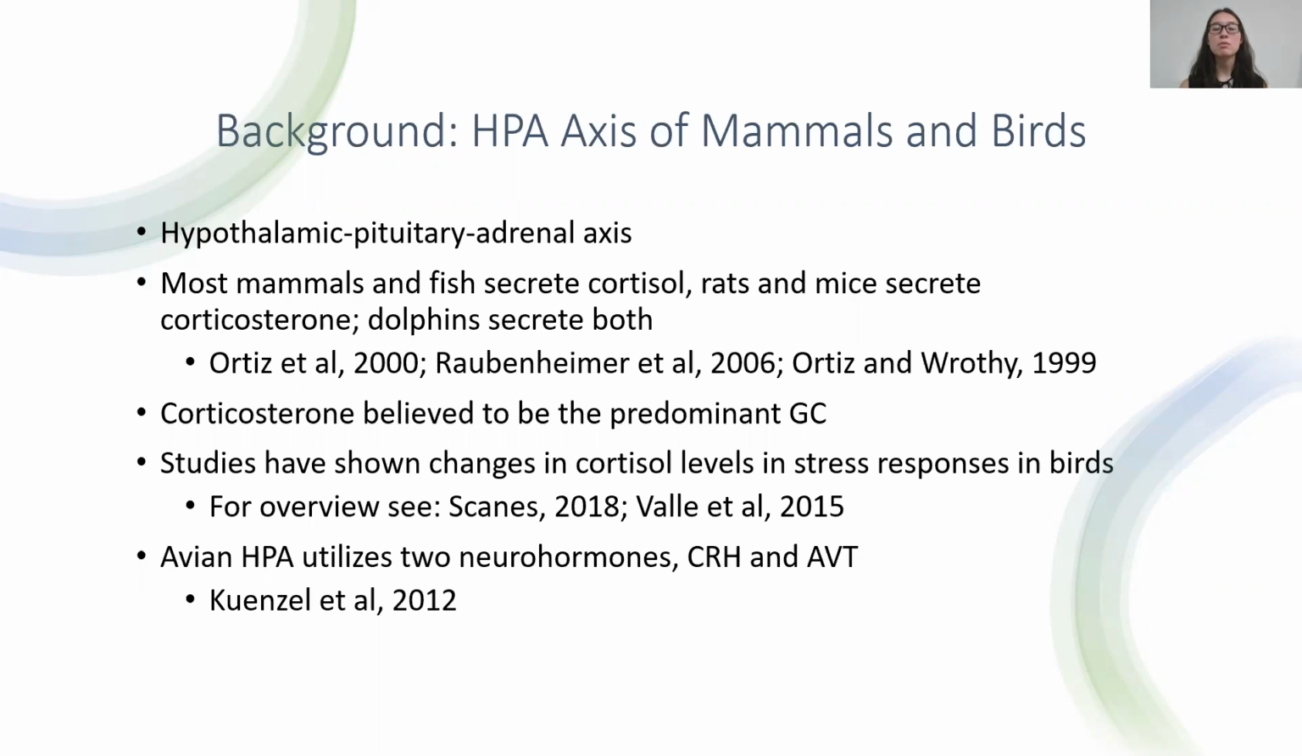However, there were many reports of changes in cortisol levels in the stress response in chickens, and there were numerous similar findings in various wild bird species, which I'll get into in the next few slides. But the main difference between the two axes is that the avian HPA actually utilizes two neurohormones, which are CRH and AVT. CRH is corticotropin releasing hormone, and AVT is arginine vasotocin.